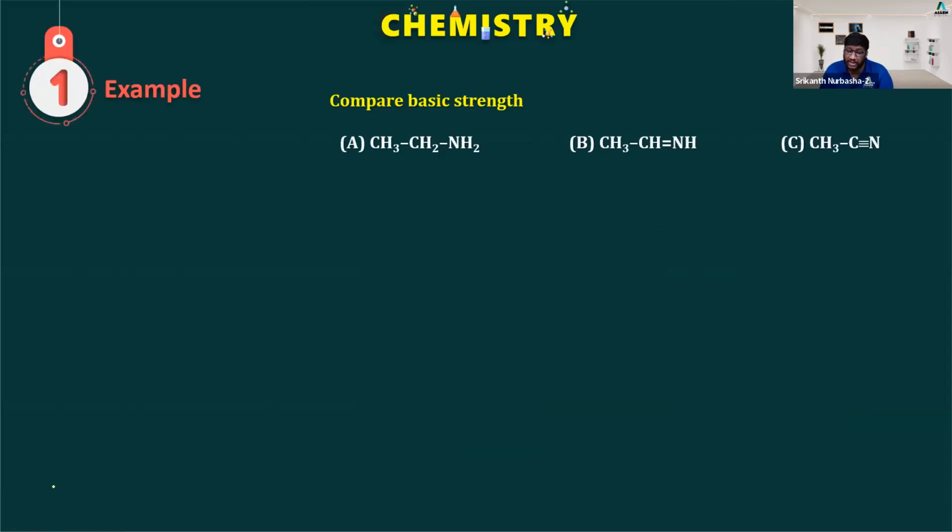Compare basic strength: CH3CH2NH2, CH3CH=NH, CH3C≡N. A, B, C. Because it is sp3 hybridized nitrogen, sp2 hybridized nitrogen, and sp hybridized nitrogen, with a lone pair of electrons present on nitrogen. sp hybridized nitrogen will have more electronegativity, so it will withhold the electron density on nitrogen. It will not allow the lone pair to be donated easily. So A will have more tendency to donate, then B, then C.